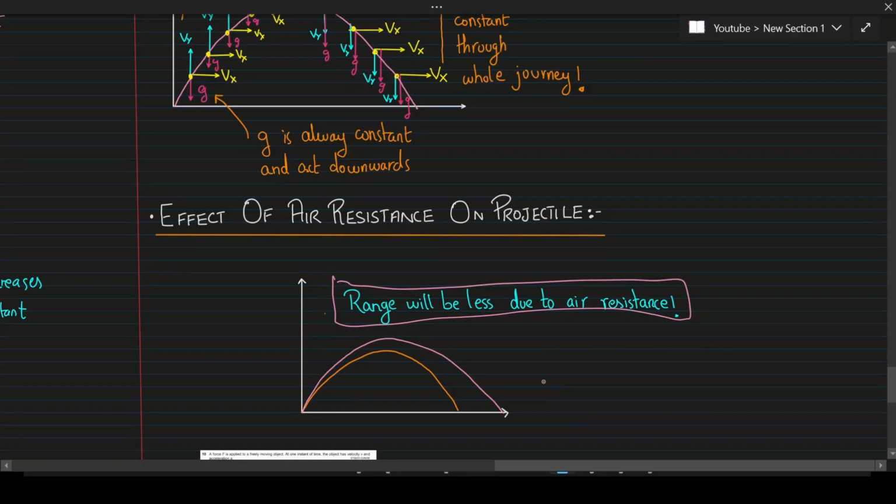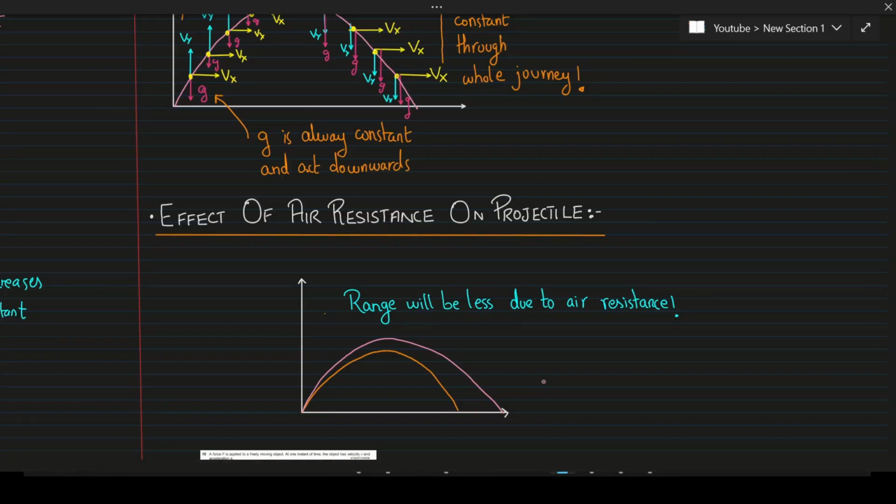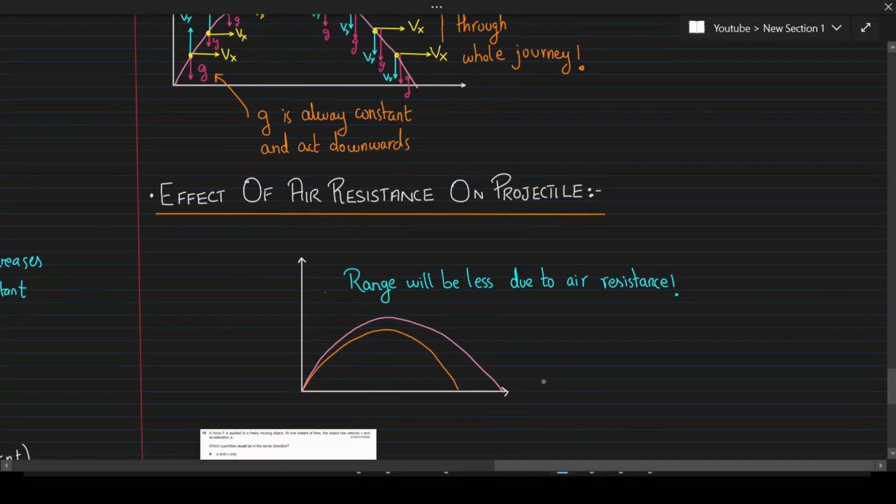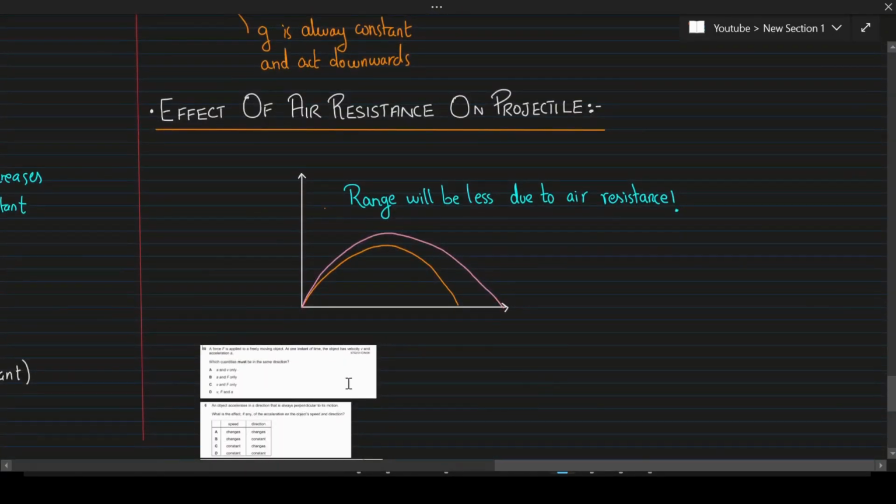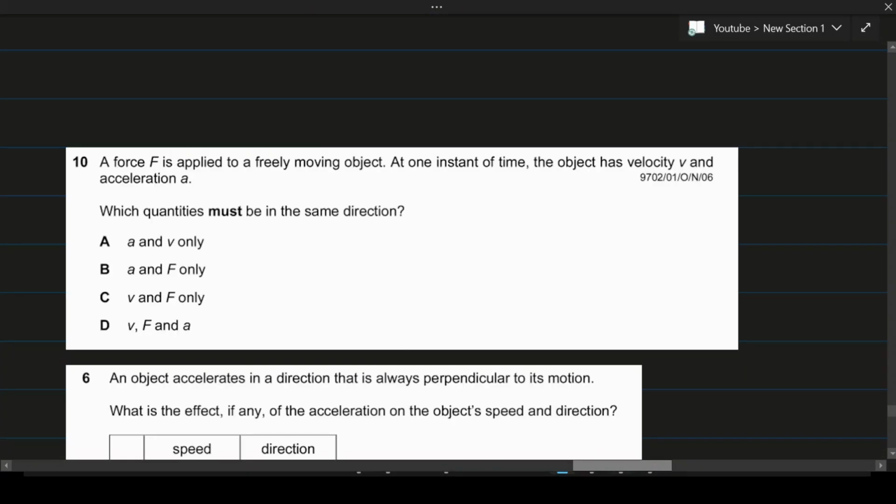So this was all the projectile motion and circular motion. It was a very short topic, but you need to practice a lot of MCQs to get your concepts clear. Now we will be practicing some MCQs of the topic we have covered.